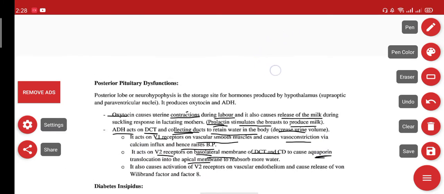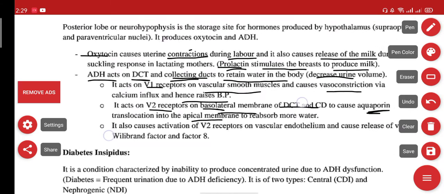Over here, if I may draw the membrane, suppose these are the cells. So on this side is the basolateral membrane, whereas the luminal surface of the membrane is called the apical membrane. So in the apical membrane, the aquaporins are translocated, and from here they absorb the water from the lumen.